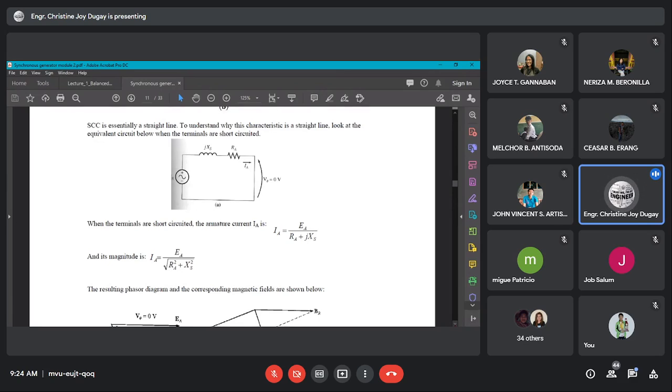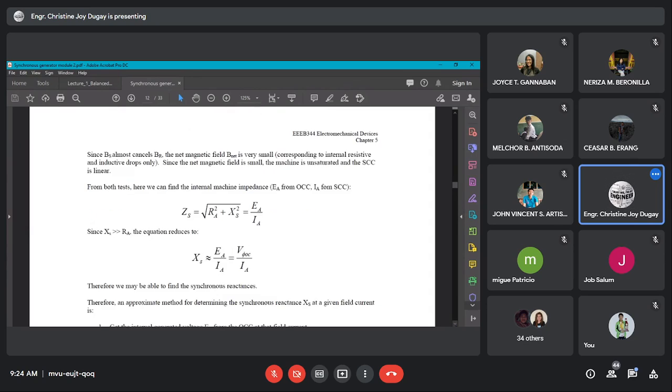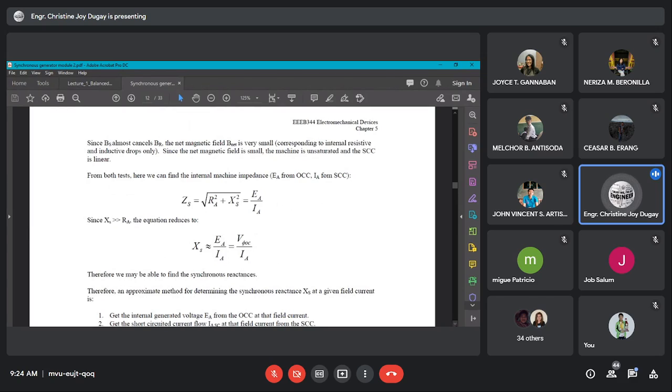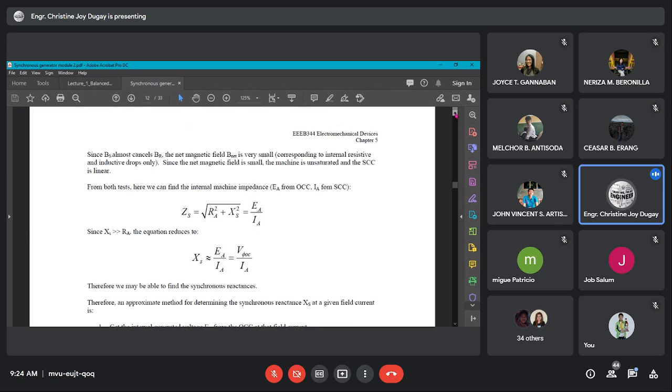So for the phasor diagram of the corresponding magnetic fields, B phase natin is equal to 0, EA. We have there the IARA, jXS. So dun naman sa magnetic field po natin, ito po yung direction natin sa E-stat, B-net natin, tsaka si BR. Kung kukunin nyo si B-net, you're going to add the B-stat and BR. Depende po sa angle po nila, no? And so since BS almost cancels the BR, tingnan po natin. B-net is very small. So since the magnetic field is small, the machine is unsaturated and is linear.